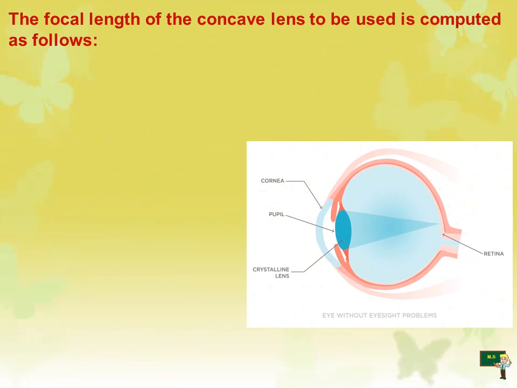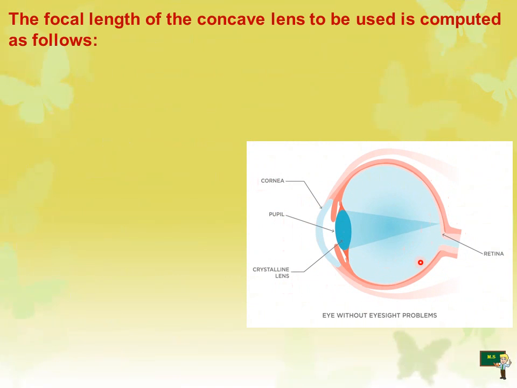The focal length of the concave lens is computed as follows. Students, here you can see the myopic eye. In this myopic eye, this is the cornea, this is the pupil and this is the crystalline lens. An eye without a problem will form a normal image, but a myopic eye is stretched.